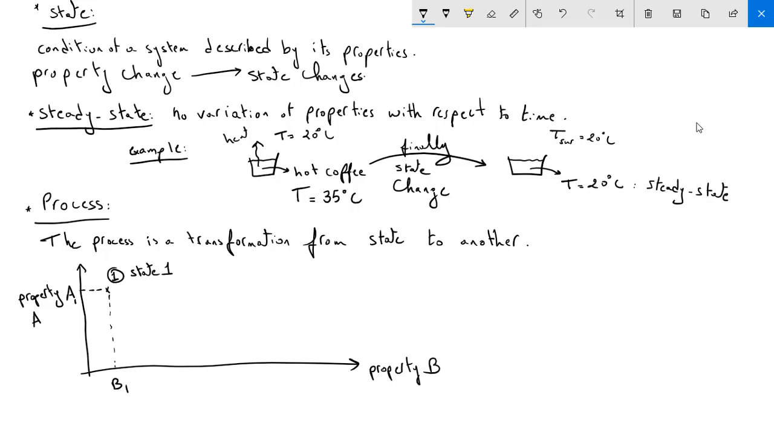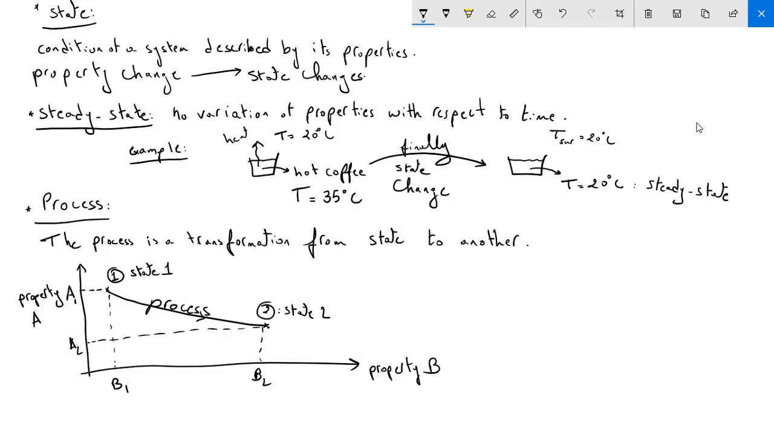Whenever one of these properties changes, we say that the system has changed its state from state 1 to state 2. Let's say the system undergoes some change due to some interaction with the surroundings and has reached state 2, which is defined by the properties A2 and B2. So the transformation from one state to another is called a process. The process is a transformation from state 1, defined by the two properties A1 and B1, to state 2, defined by the same properties but with different values, A2 and B2.